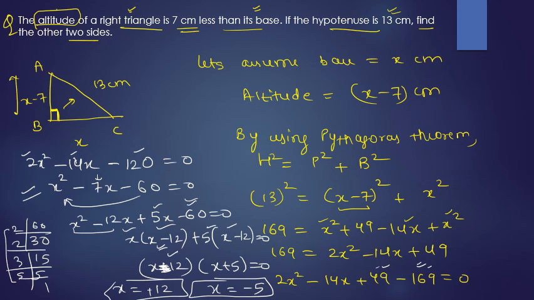So do you think we should consider both of the solutions? No, right? Why? Because this is the side of the triangle. Can we say we have a side which is minus 5 centimeter? A side cannot be negative, right? So this solution we cannot take. So x equals 12 is our base. So our altitude will become 12 minus 7, that is 5. Right? So this is how you can solve any quadratic equation using the splitting the term method.